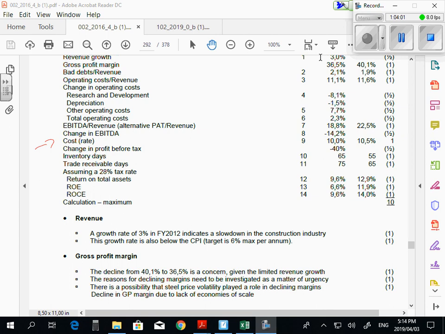There's a possibility steel price volatility played a role. And then the last one, declining GP margin due to lack of economies of scale. You can always put economies of scale into a GP question. Always. Economies of scale works with that. Even in your mergers questions, they've always got economies of scale, because one of the reasons for doing it is economies of scale. I combine the two companies together, better purchasing prices. I do not need to spend as much on marketing. I do not need to spend as much on distribution.